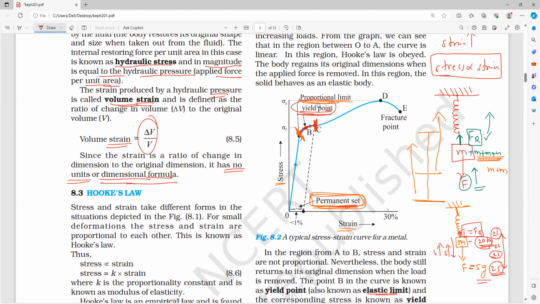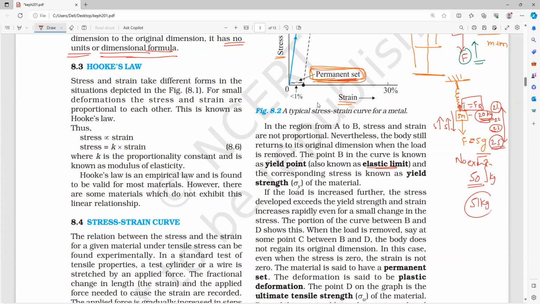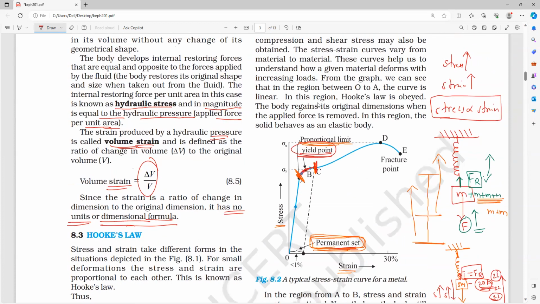So after that, what will happen? If you increase the weight to 25, 30, 35, 40, 50, 55, there is still no extension of the spring, but can it hold it or not? That is my question. Do you all understand? Can it hold it or not? Everybody, it can hold it. So up to 50, for example, no extension of the spring, but it can hold the weight. But if I keep a 51 kg mass, by that time it will break. Up to 50 kg, it will hold the mass without breaking.